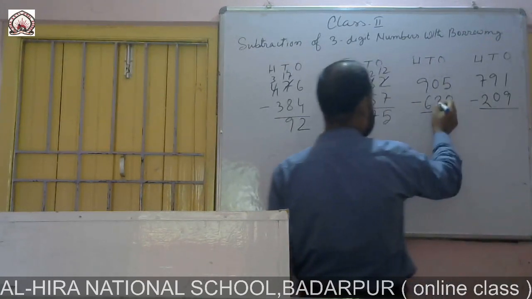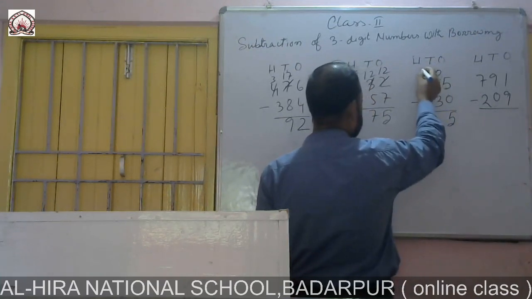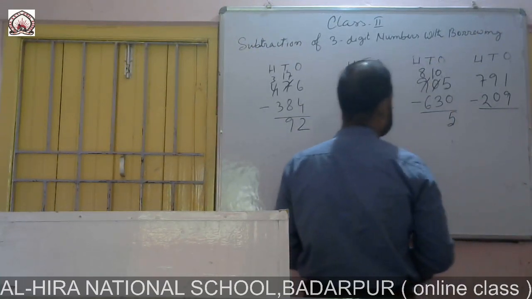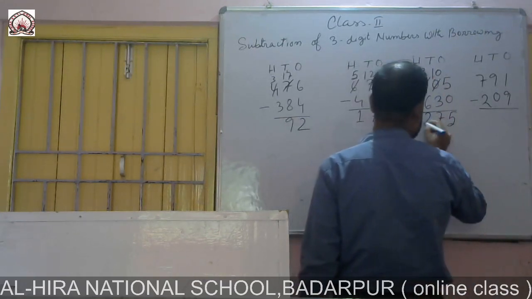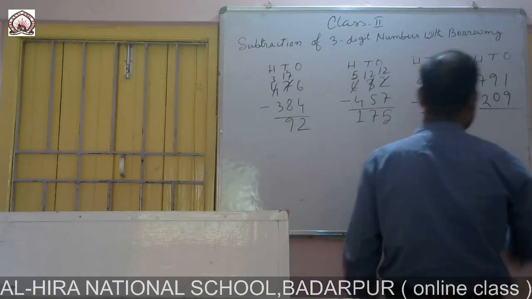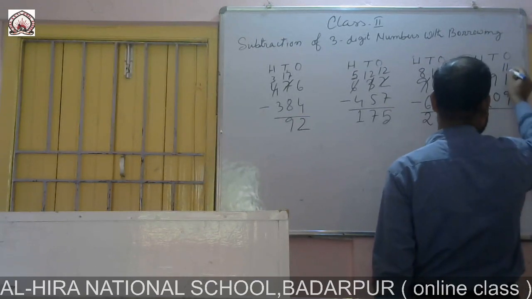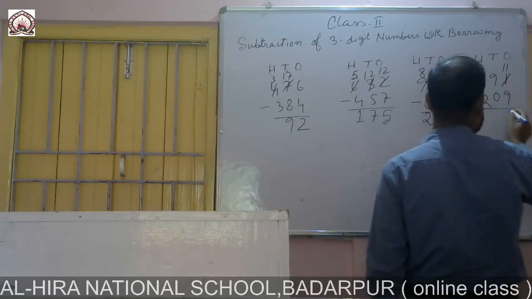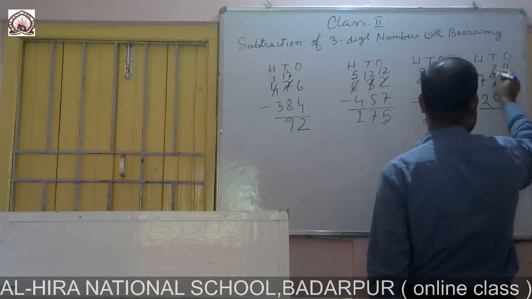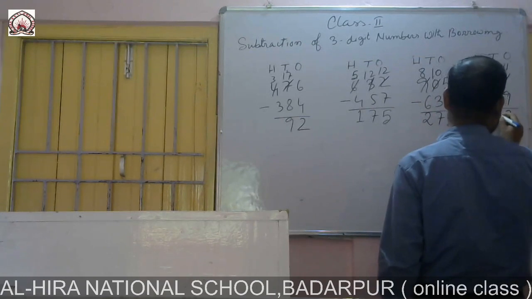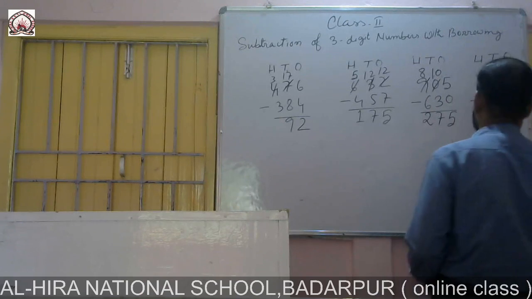There remains 0 minus 3. Can't, then borrow 1, then there is 10 and there remain 8. 10 minus 3 is equal to 7 and 8 minus 6 is equal to 2. Next, 1 minus 9 can't, then borrow 1, then there is 11. 11 minus 9 is equal to 2, and there remain 8. 8 minus 0 is equal to 8, and 7 minus 2 is equal to 5.